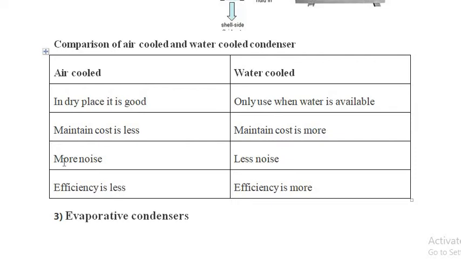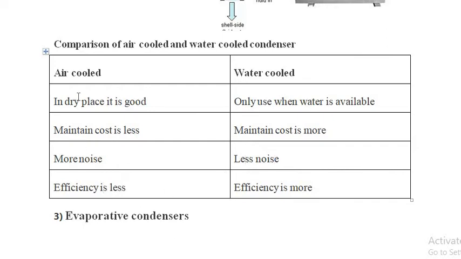The air condenser is more noisy because of the flowing air. If the air does not flow in the environment, we have to use an external fan to flow the air. So the noise is more due to the fan. And in the water condenser, no fans are used, only water flows on the shell or the tubes of the liquid, so the noise will be less.